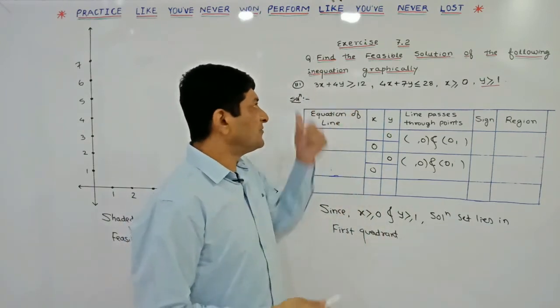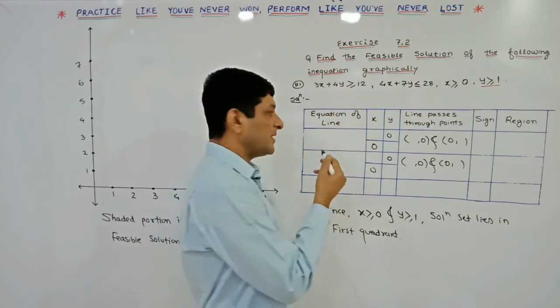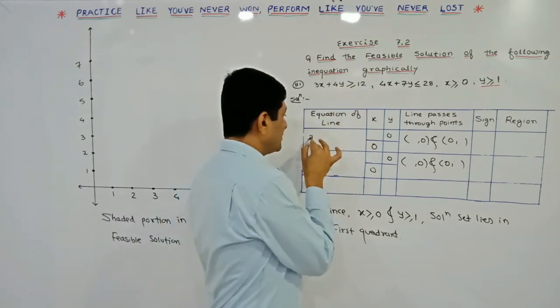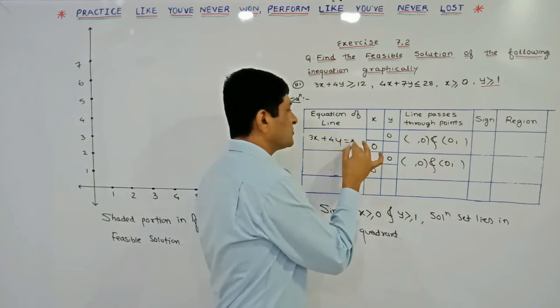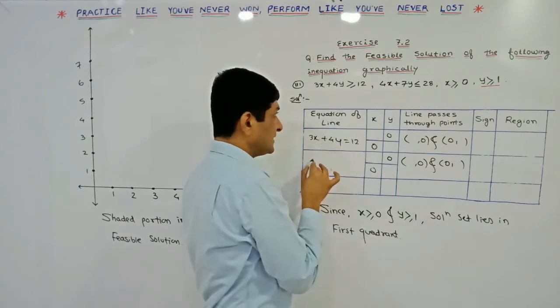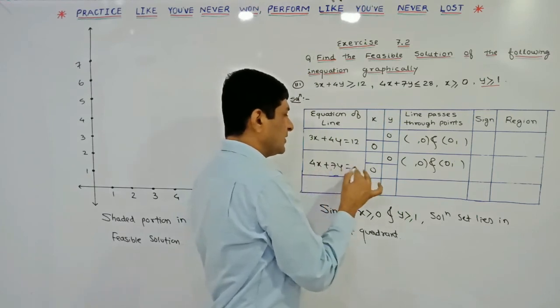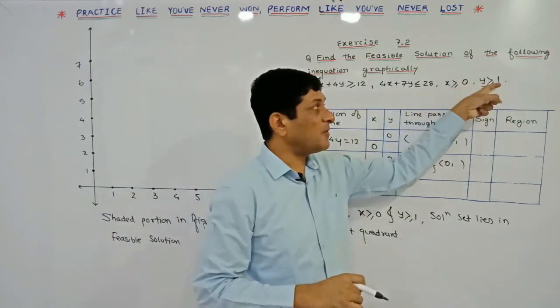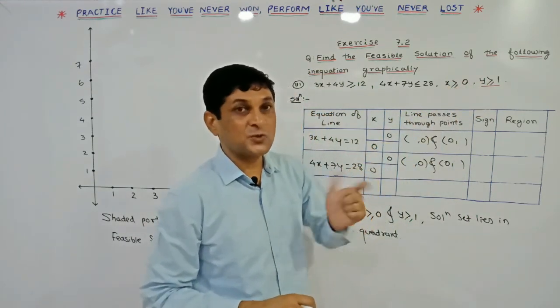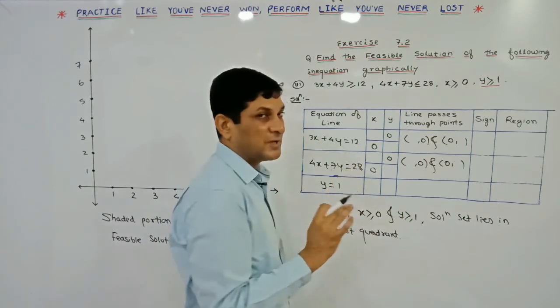Now see example number 3. If you observe the first constraint here, 3x plus 4y is greater than or equal to 12. So first, to find its solution set, first draw the line 3x plus 4y is equal to 12. From the second constraint, we will get the line 4x plus 7y is equal to 28, and here x is greater than 0 and y is greater than or equal to 1, means we have to construct which third line? y is equal to 1.